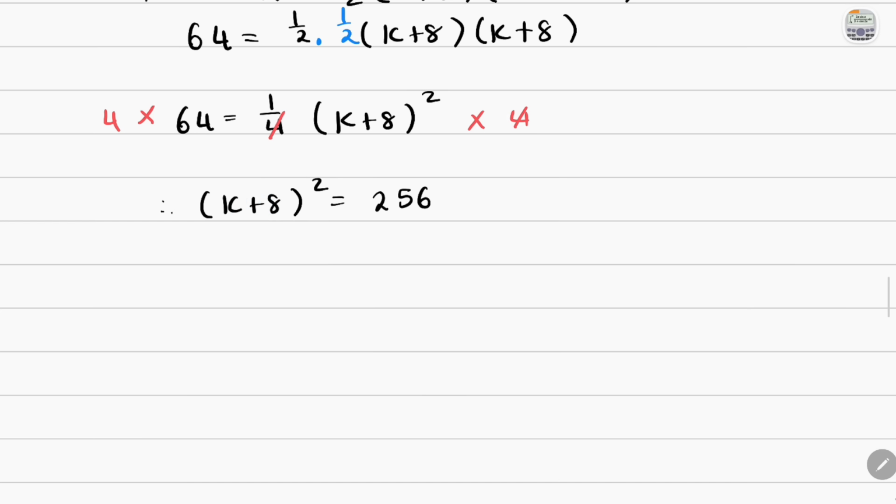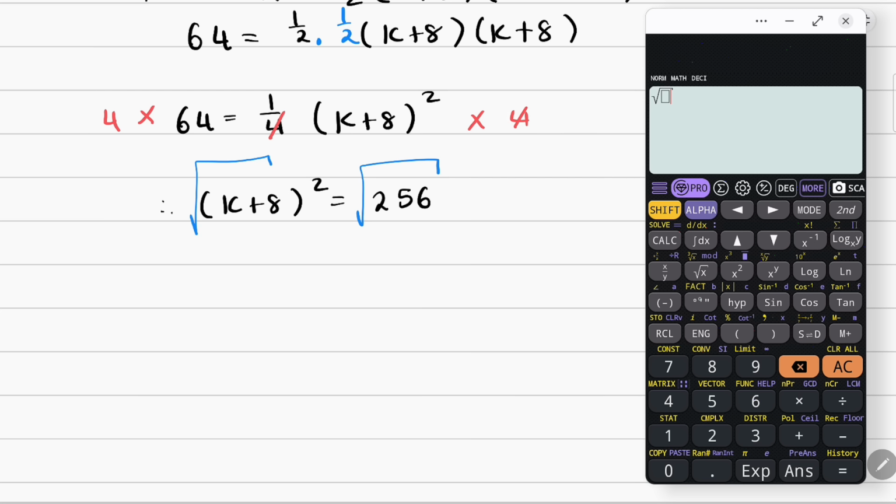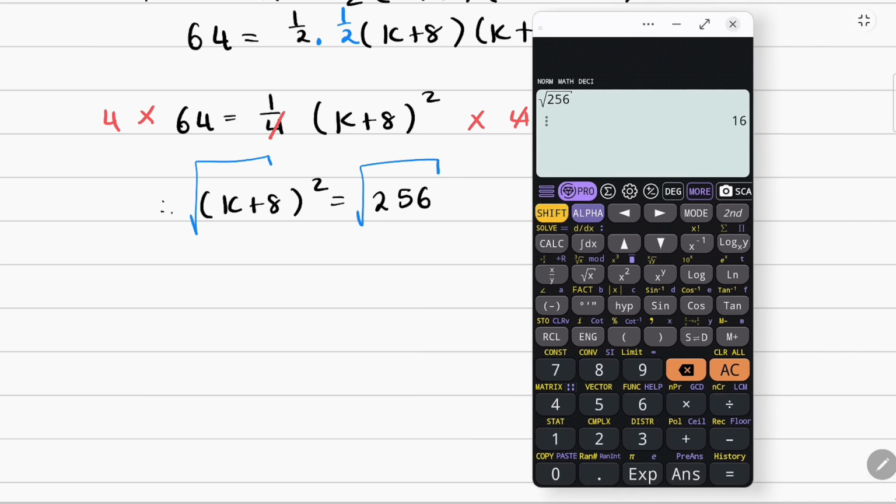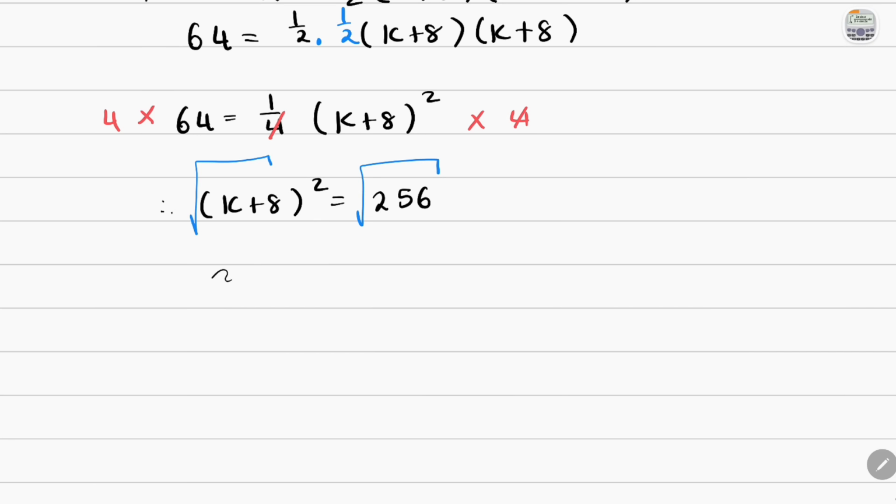Now we can finally solve for k. We need to get rid of the squared to get to the k, so you simply square root both hand sides of the equation. What is the square root of 256? It is 16. So this is k plus 8. Now remember, when you're square rooting both hand sides in an equation, you need to make sure that you remember the positive and the negative solution.